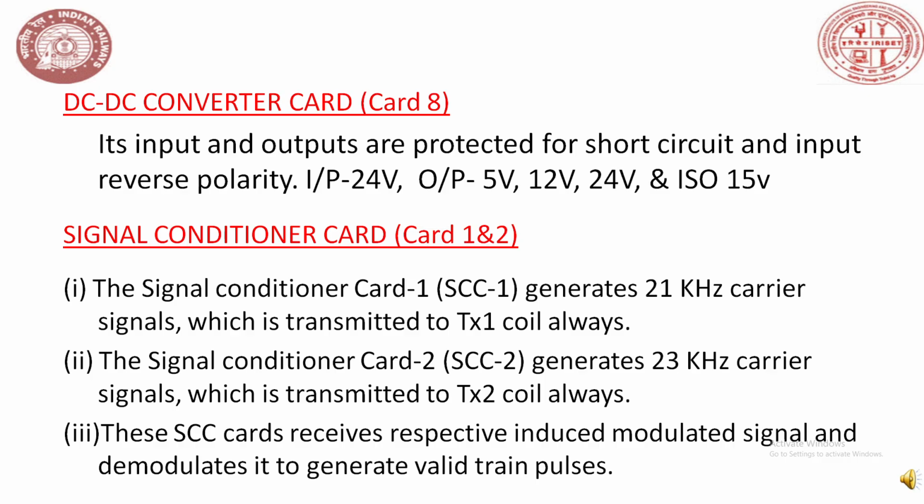The signal conditioner card 1, SSC1, generates 21 kHz carrier signals which are transmitted to transmitter coil 1. The signal conditioner card 2, SSC2, generates 23 kHz carrier signals which are transmitted to transmitter coil 2. These SSC cards receive the respective induced modulated signal and demodulate it to generate valid train pulse.